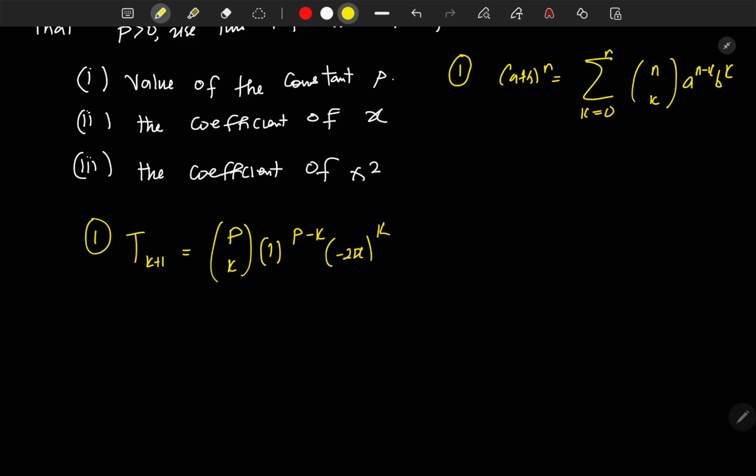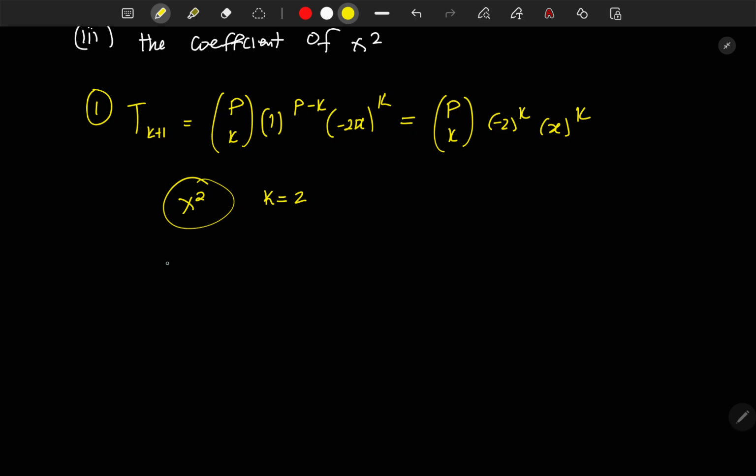And if you simplify this, just getting p choose k, this 1 to the power is just 1, so everything goes. We can now expand this. This is the same thing as negative 2 to the power k and x to the power k. You can just distribute them, it's fine. Now, we are interested in the coefficient of x squared, so our k will be set to 2. Therefore, this becomes term number 3.